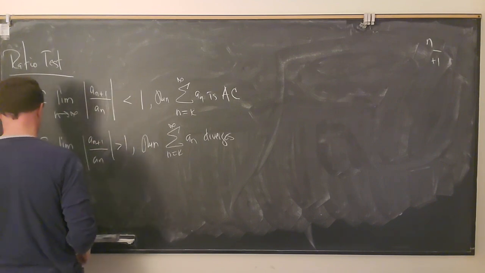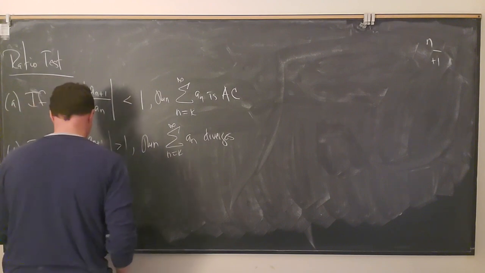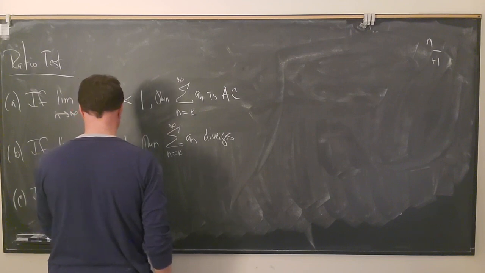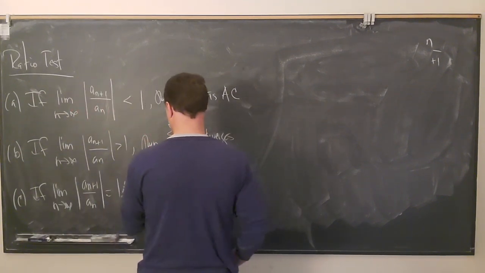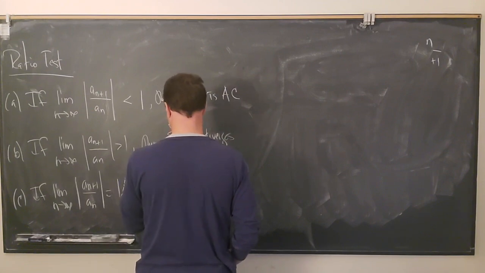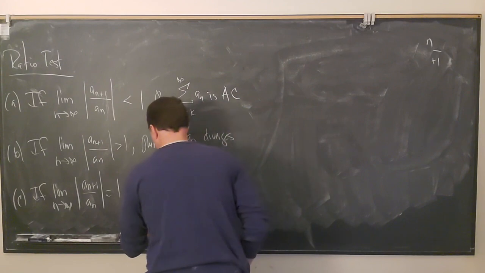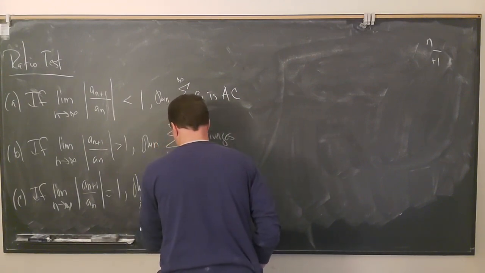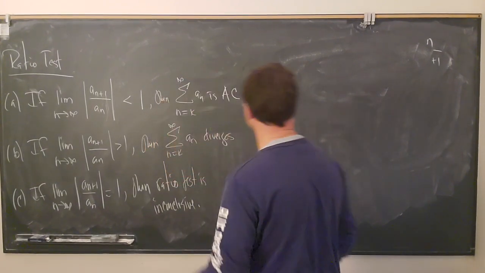So if the limit as n goes to infinity of the absolute value of a_(n+1) divided by a_n is equal to 1, then try another test, right? So then the ratio test is inconclusive. All right, so let's look at some examples.